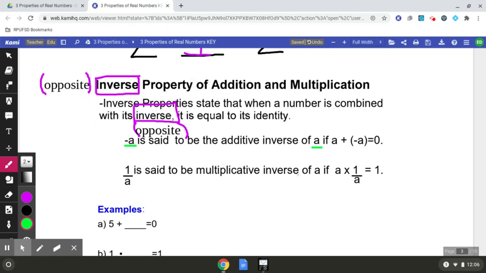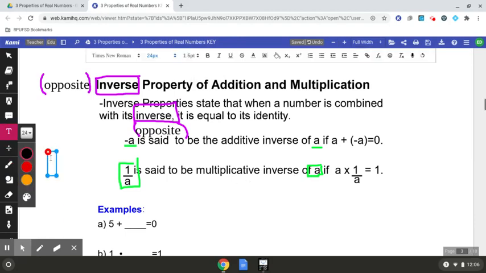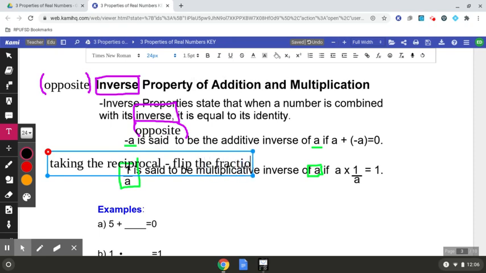Now, with multiplication, it's a little bit harder. So we have 1 over A is considered the multiplicative inverse of just A. Now, how is that possible? Well, when we take the opposite, when we're multiplying, what we're technically doing is we are taking the reciprocal, which just means that you are flipping the fraction.